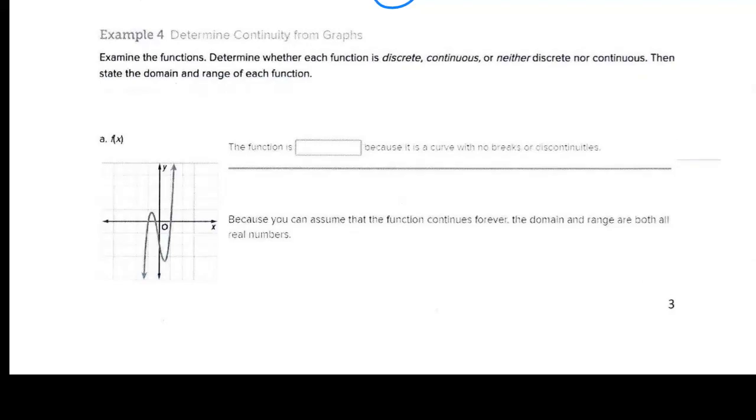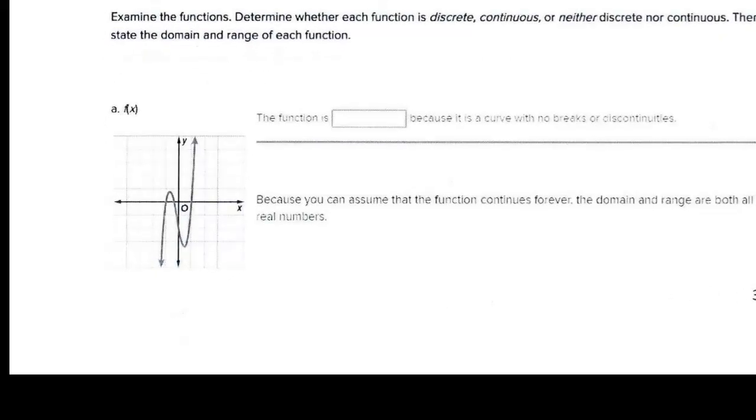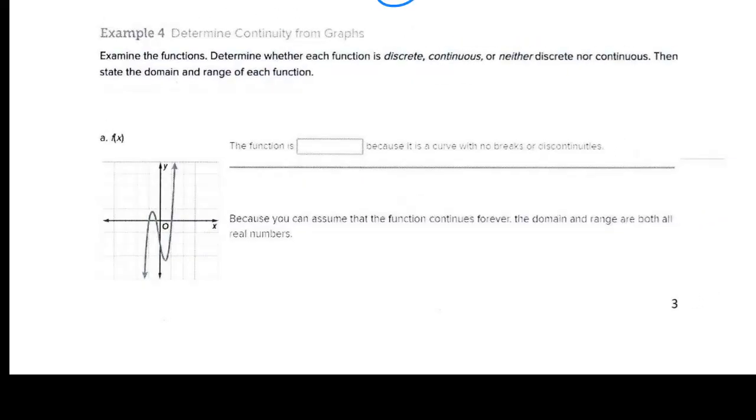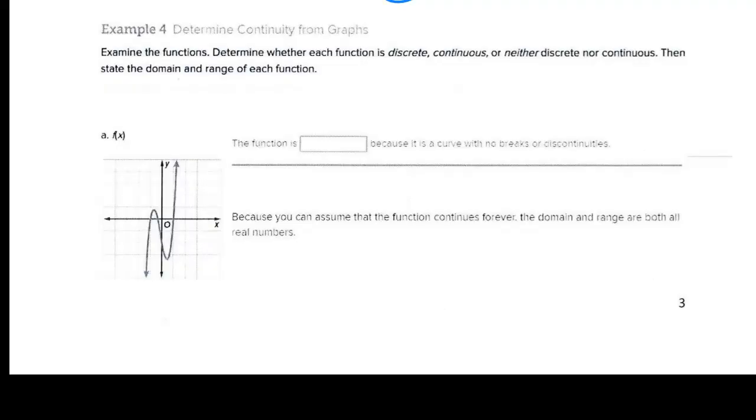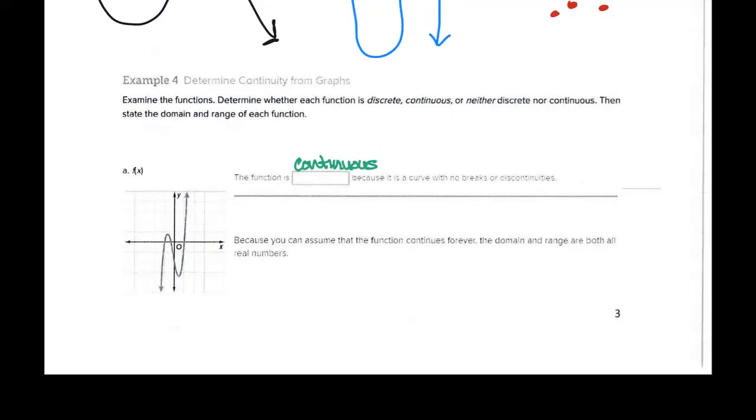So we're looking at letter A at the bottom. This function is blank because it is a curve with no breaks or discontinuities. That's hard to say. The correct word there is continuous. I'm putting it above because I write a little bit bigger. Okay? You can assume the function continues forever. The domain and range are both all real numbers. Wow, they gave it to us.